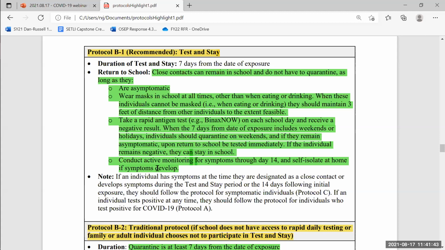And so let's just imagine that day 7 happens on Sunday and students come back to school on Monday. We still want to have those students tested on Monday, right? Just to confirm. So it's not like we run out the clock and get to day 7 and say, oh, well, no. If day 7 falls on a weekend or a holiday, we still have the students or the individuals who are participating in test and stay have that rapid antigen test when they come back into school on whatever day follows day 7.